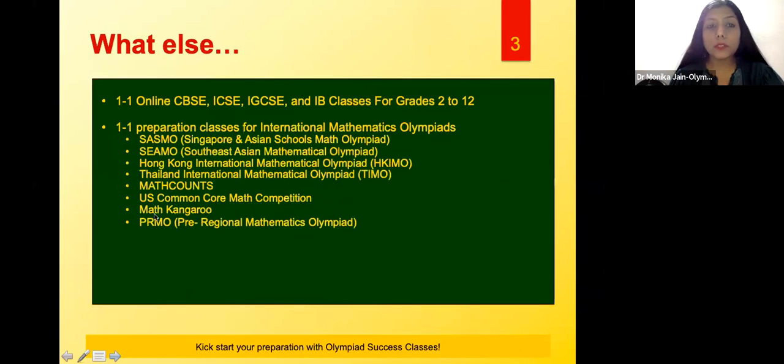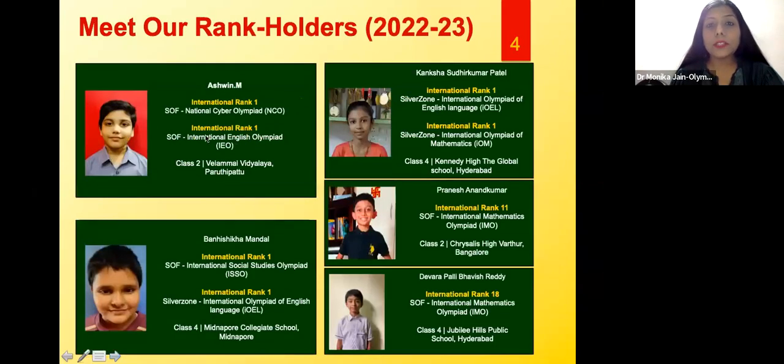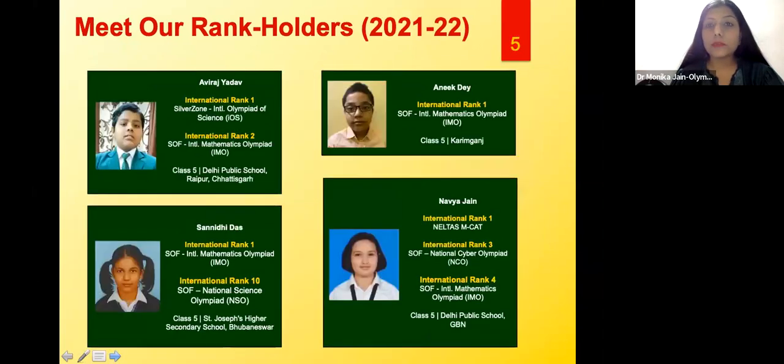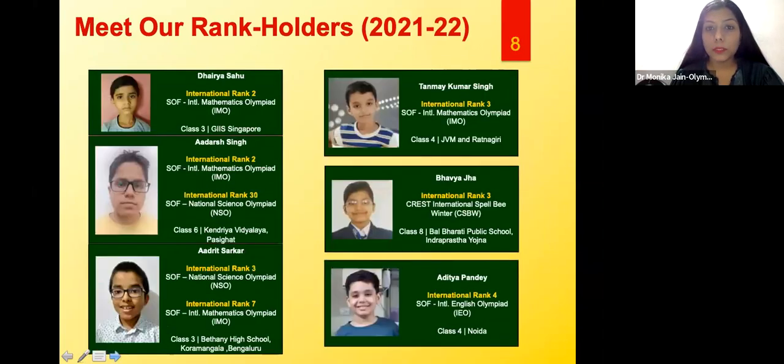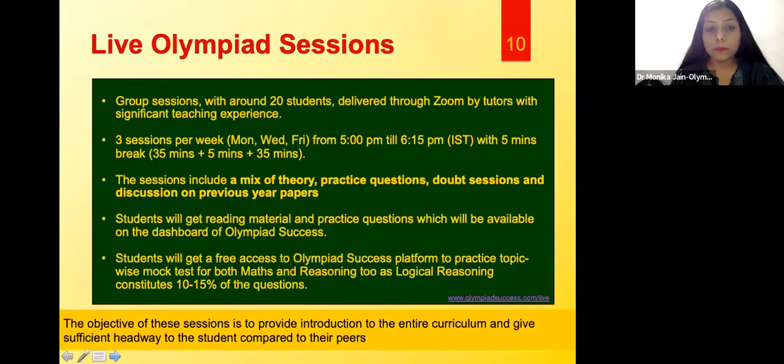So here you get one-on-one online CBSE, ICSE, IGCSE, and IB classes for grades 2 to 12. One-on-one preparation classes for international mathematics Olympiads like SASMO, CMO, HKIMO, TIMO, Math Counts, US Common Core, Math Competition, Math Kangaroo, and PRMO. You can see our international rank holders for the year 2022-23 on the screen, and also for the year 2021-22. These are all kids like you.